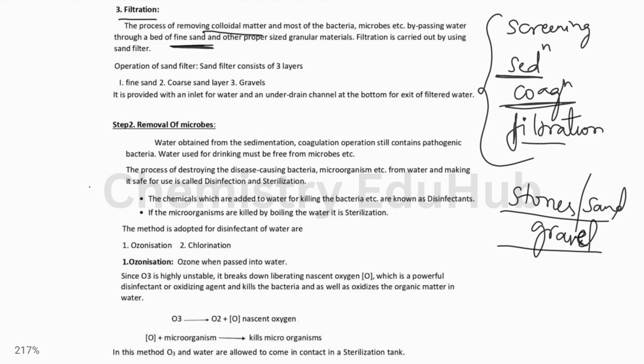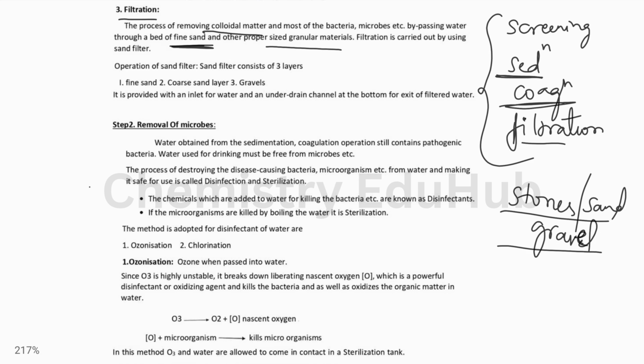So the bed of fine sand and also the granular particles. Fine sand is something which is very soft. Granular sand is something which is a bit higher, larger sized particles compared to the fine sand.